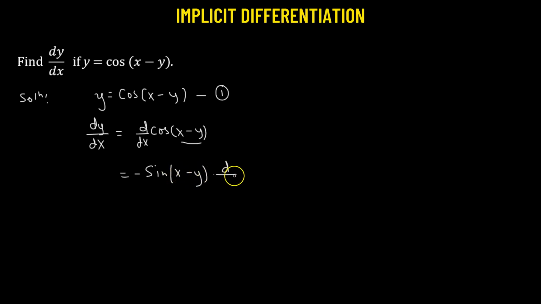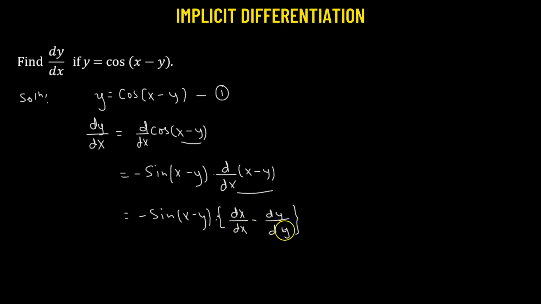Now we'll need to multiply it by the derivative with respect to x of the argument of the cosine function. This is because we are using the chain rule here. And this finally gives us negative of sine of x minus y times the derivative of x minus y with respect to x. So we have the derivative of x with respect to x minus the derivative of y with respect to x. The derivative of x with respect to x is simply 1, minus the derivative of y with respect to x.